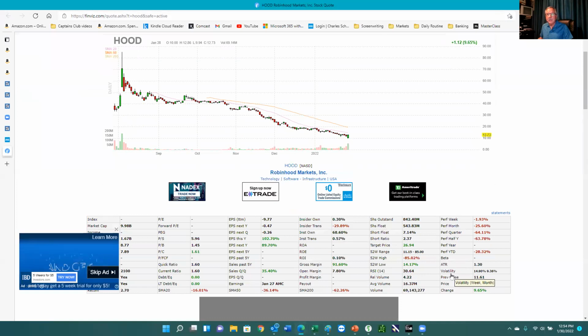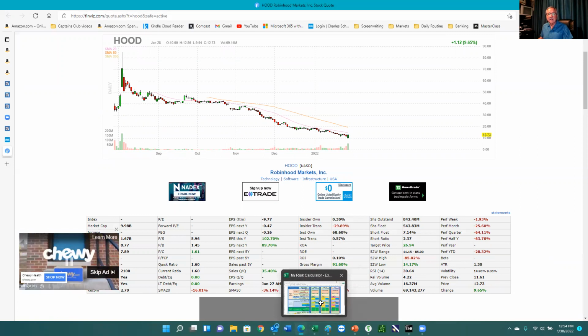Okay. So what we're looking for is the ATR. ATR is 130. ATR stands for average true range. It's the range that the stock trades in within a single day. In this case, we're looking at daily. So it's the range that it trades in a day from high to low. All right. So $1.30 is the ATR.